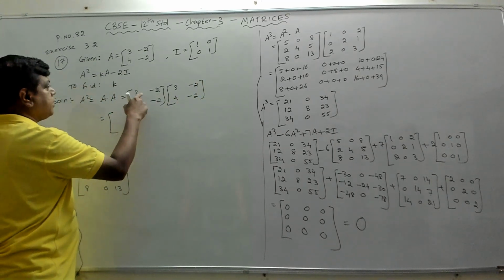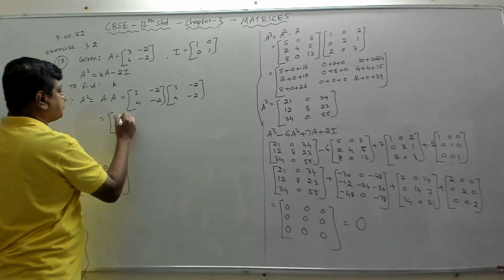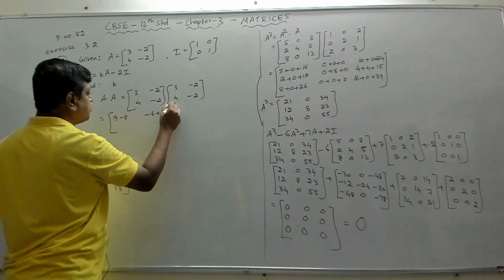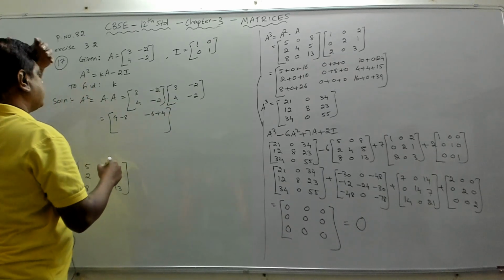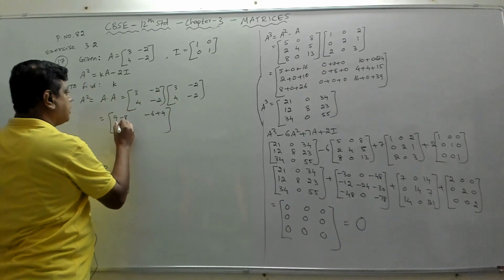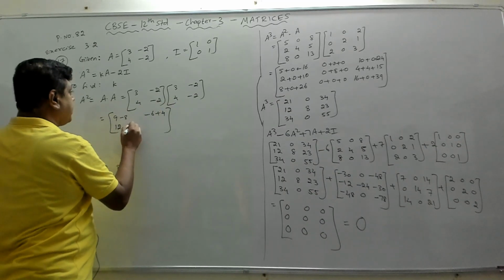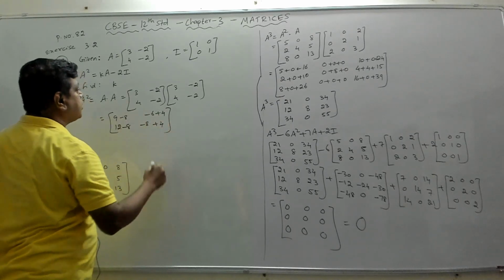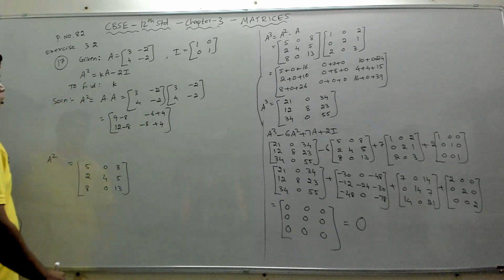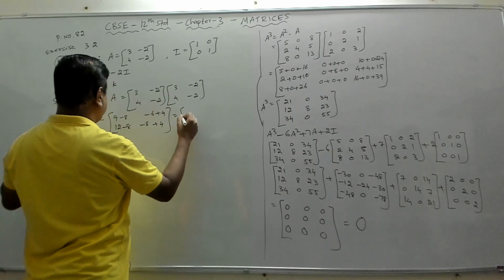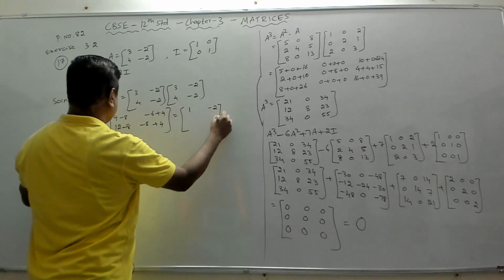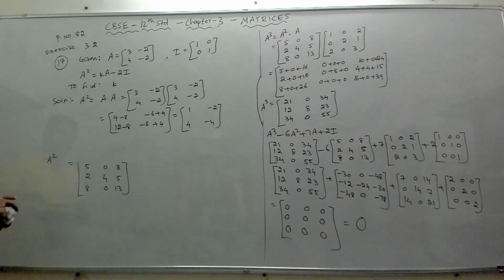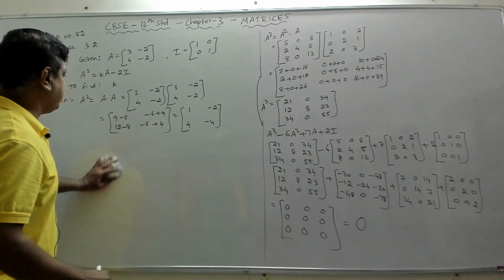So if you multiply, 3 times 3 is 9, minus 2 times 4 is minus 8, 3 times minus 2 is minus 6, minus 2 times minus 2 is plus 4. Then 4 times 3 is 12, minus 2 times 4 is minus 8, 4 times minus 2 is minus 8, minus 2 times minus 2 is plus 4. If you simplify this, you get 1, minus 2, 4, minus 4. That is your A square.